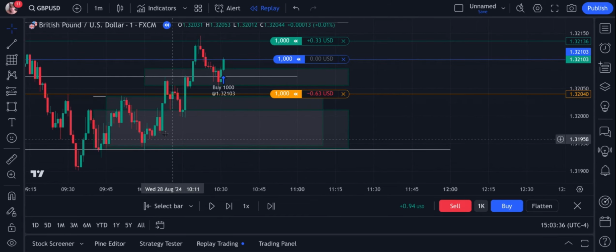We should have entered off of this. Wait. Price broke structure here. Price came down. We should have entered based off of this candle here. I just want to make that clear, but we missed it.